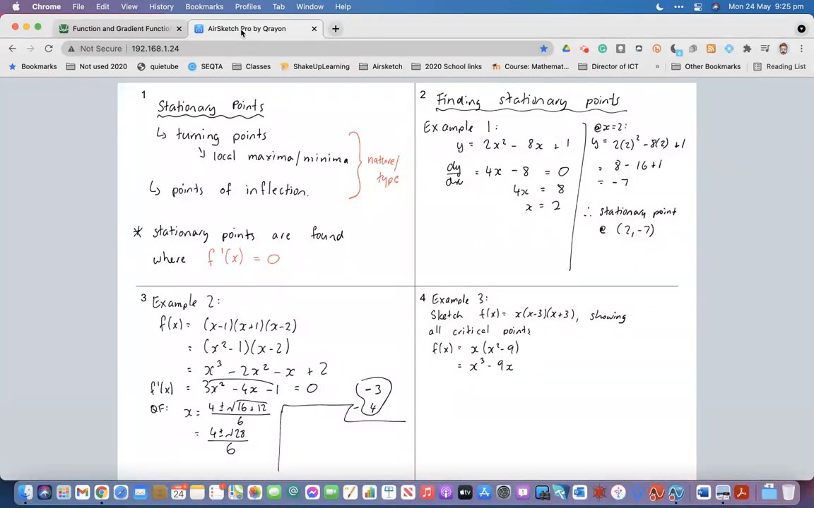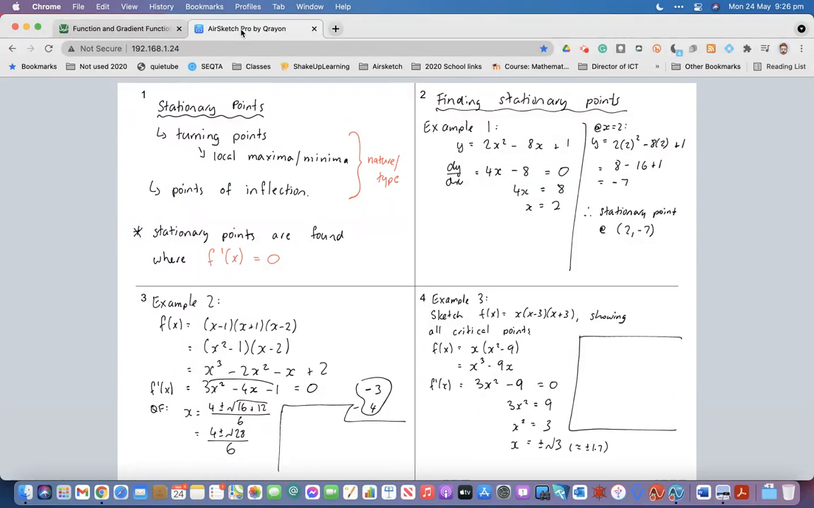Okay, so that's pretty straightforward so far. Now we will find the derivative of that. So f dash of x is equal to 3x squared minus 9, and we'll set that equal to 0 and solve it. So we've got 3x squared is equal to 9, x squared is equal to 3. And so x equals plus or minus the square root of 3, which is roughly equal to plus or minus 1.7, roughly.